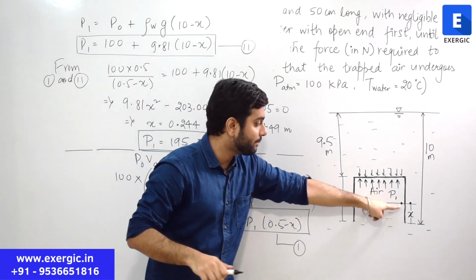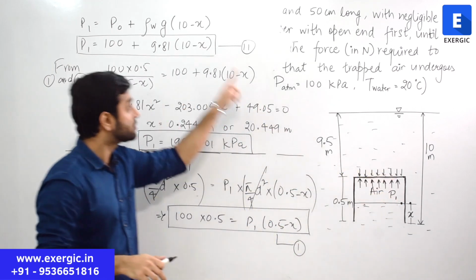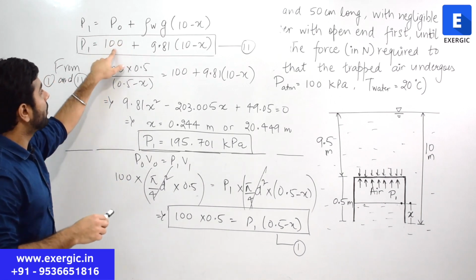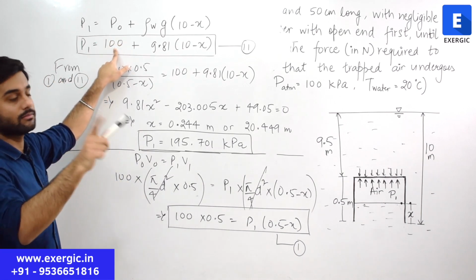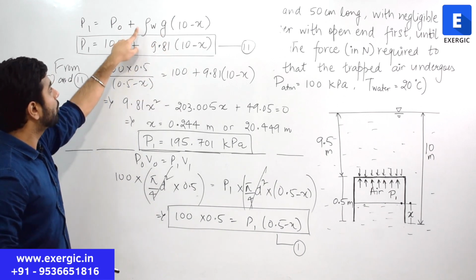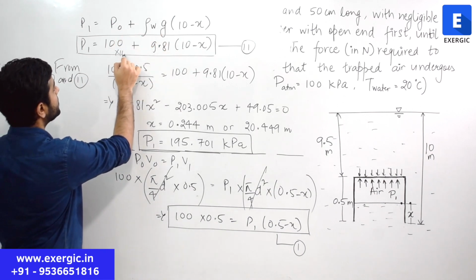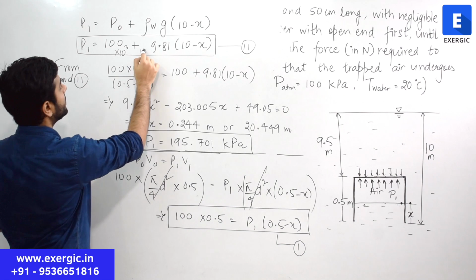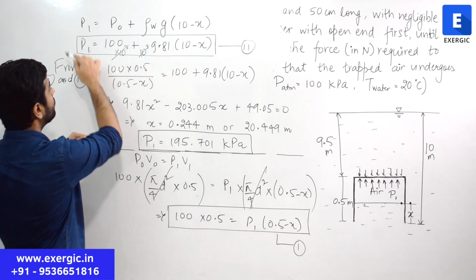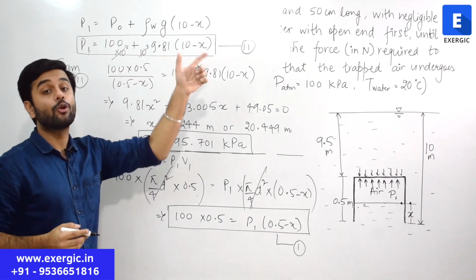So at this point P1 pressure is present, so it is equal to P1. Now if you put the values, P naught is 100 kilopascal, right? Rho is 1000. Since this kilopascal will be multiplied by 10 raised to the power 3, this will have 10 raised to the power 3. So I have cancelled them, and now the P1 value we have will be in kilopascal, right?